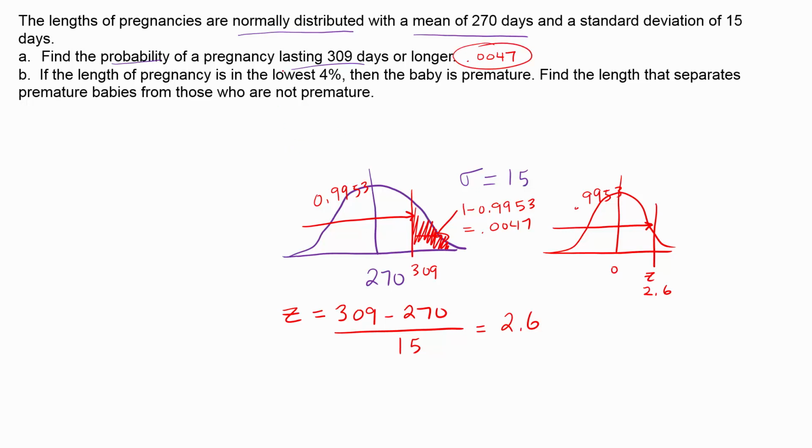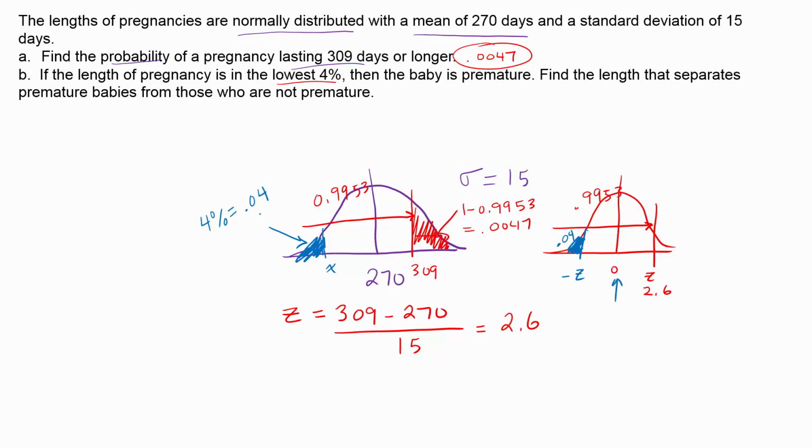Okay, now it says find the length of the pregnancy in the lowest 4%. So from here, I'm looking at this area because that would be the lowest 4%, or in decimal 0.04. So what I need is I need to figure out what this value is. Once again, on this other table, I'm doing the same thing, standardizing. So now I need this z value, and I know it's going to be a negative. How do you know it's negative? Because it's below the mean.